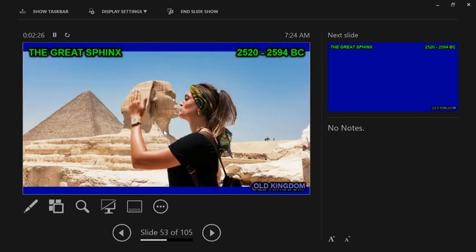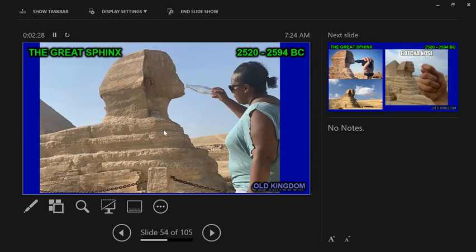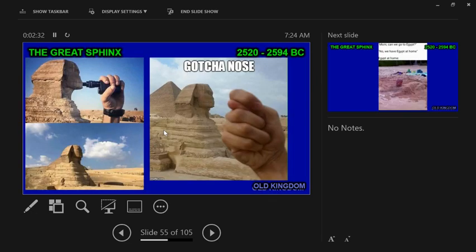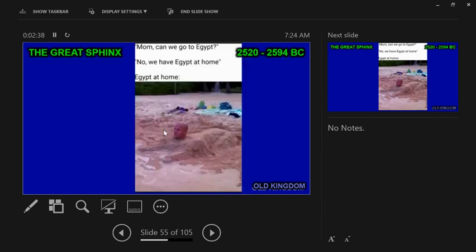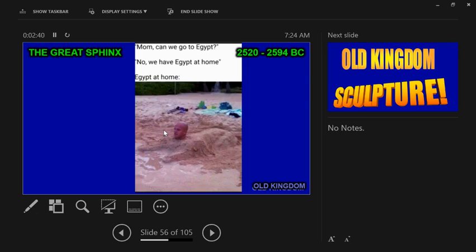And then tourists have lots of fun with the Sphinx. That one's my favorite, I think. Looks like it's thirsty. And there's all kinds of cool stuff on the internet. All right, did your mom ever do that? We got Egypt at home, and then Egypt at home just kind of sucks.